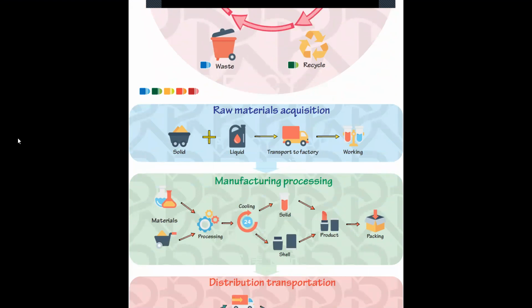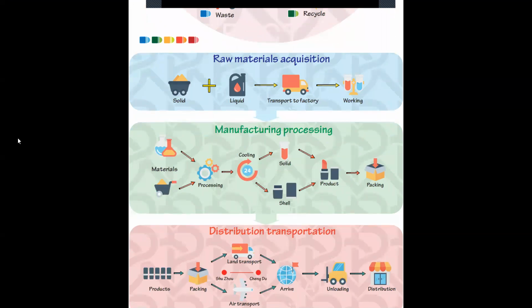First, raw materials acquisition. The main solid and liquid materials of lipsticks are transported to the factory for processing. Then in the manufacturing of products, the raw materials are processed and then cooled and shaped to produce the shell and the lipstick solid, respectively. The two parts are assembled into finished products and packaged.